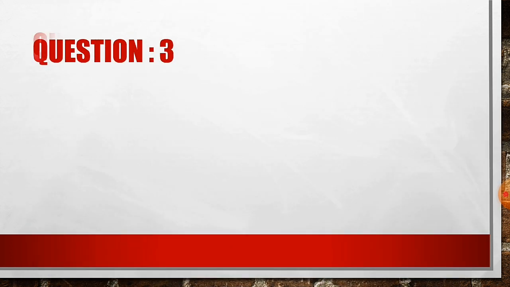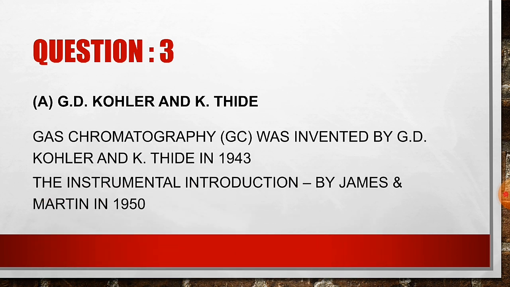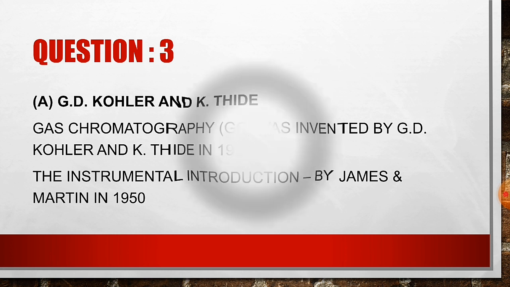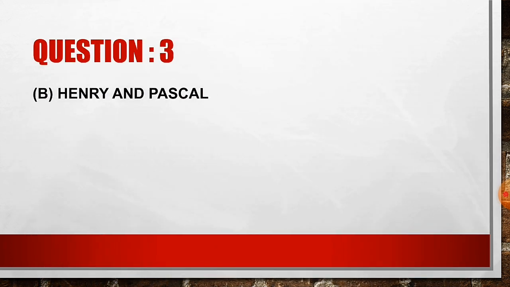Now just focus on our first option, that was G.D. Kohler and K. Thread. The explanation is such that gas chromatography (GC) was invented by G.D. Kohler and K. Thread in 1943, and the instrumental introduction was by James and Martin in 1950. So it is very clear who invented it. Stay tuned, we just see our second option.